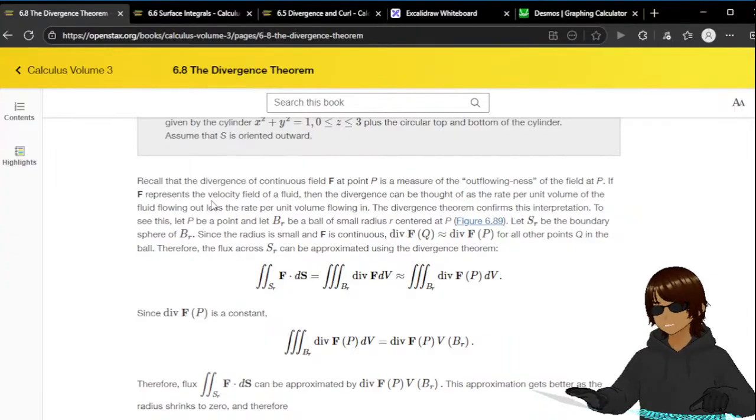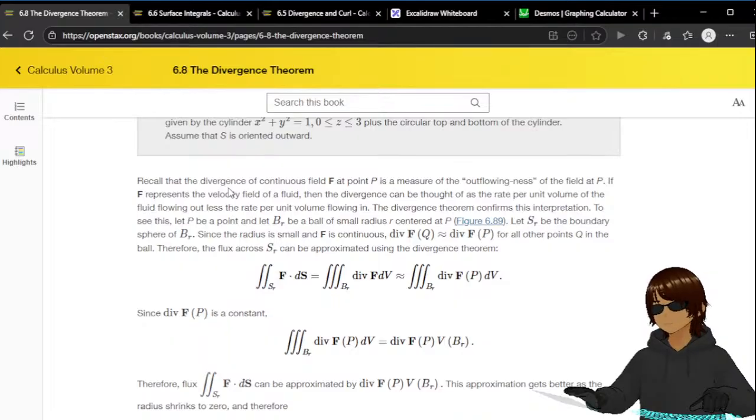Recall that the divergence of a continuous field F at a point P is a measure of the outflowingness of the field at P. If F represents the velocity field of a fluid, then the divergence can be thought of as the rate per unit volume of the fluid flowing out less the rate per unit volume flowing in. The divergence theorem confirms this interpretation.